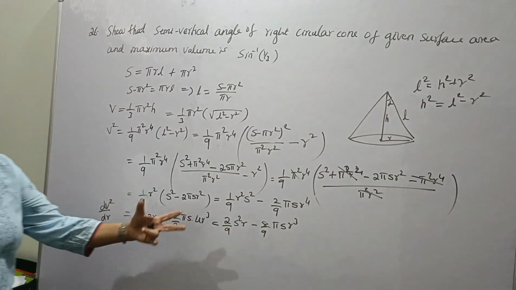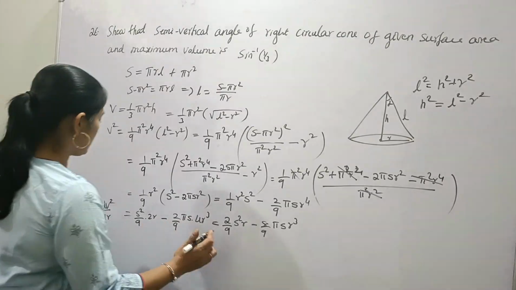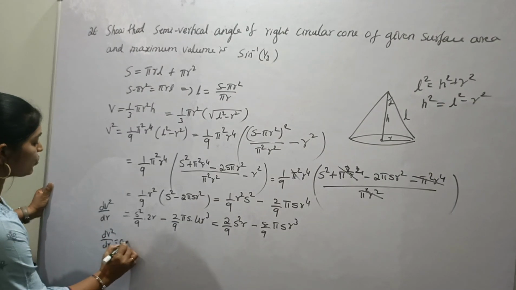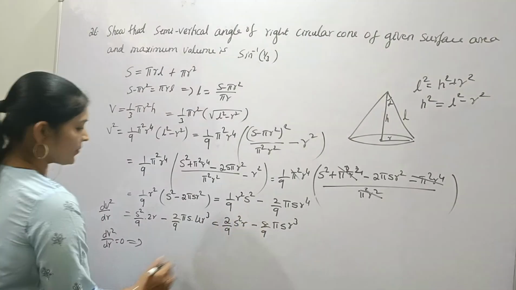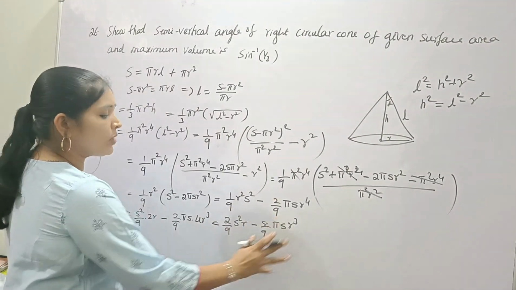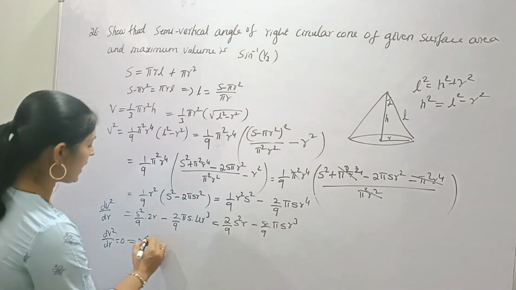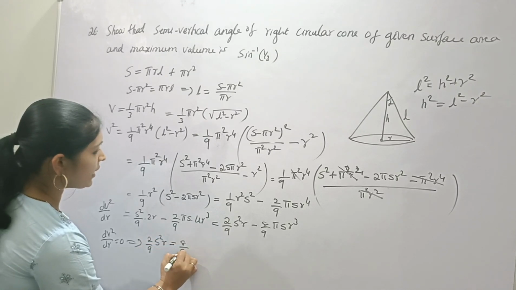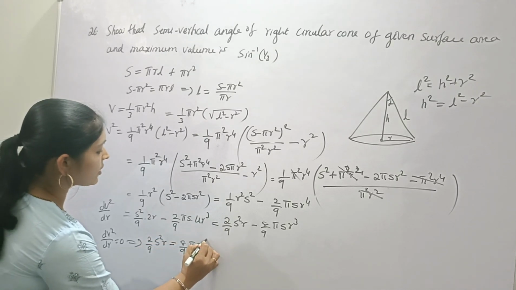See, here we have to find the value of r, right? So let's take dv square by dr equal to 0 to find the value of r. That is equal to 0 means this one is equal to 0. That implies 2 by 9 s square r is equal to 8 by 9 pi s r cube.